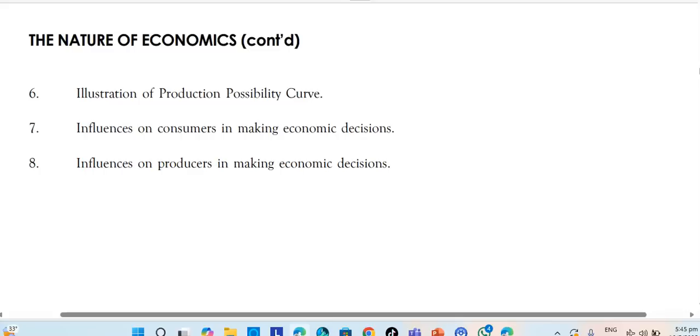For example, say a teenager sees a new phone advertised on social media. There's a high possibility that he's going to choose to buy the new phone, if he can afford it, instead of saving. So he was planning on saving his money, but because he saw this new iPhone 16 Pro Max being advertised on social media, and the advertisement is so appealing, he decides, hey, I'm not going to save this money anymore. I'm going to get that iPhone 16 Pro Max. So advertisement can influence consumers in making economic decisions.